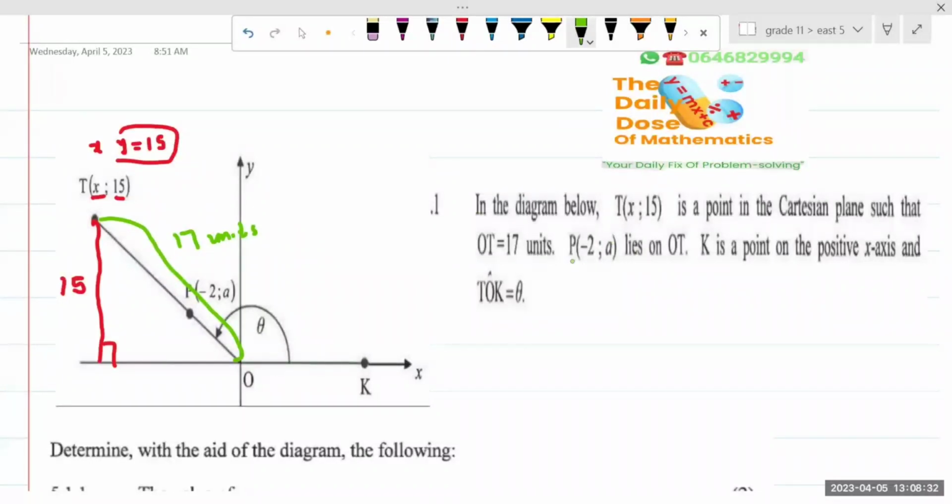And then they say we have P. Now here's our point P. Our point P, it's -2 and A. So they gave us the X value here. We know what is X, but we don't know what is Y. Because remember, coordinates are given as X is to Y. No?